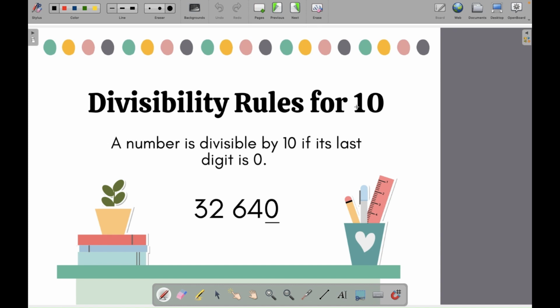And then 10 is similar to 5. When we checked the divisibility rule for 5, we just checked the last digit. It must be either 5 or 0. For 10, we check that the last digit must be 0. So if it is 0, then only it is divisible by 10. Okay.